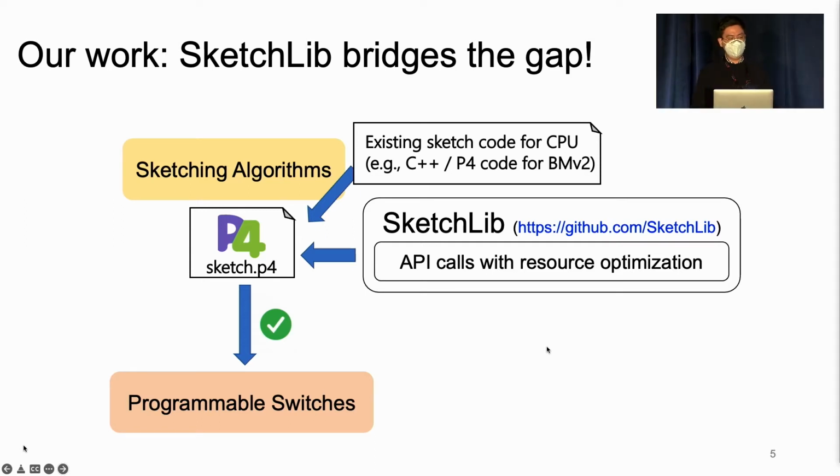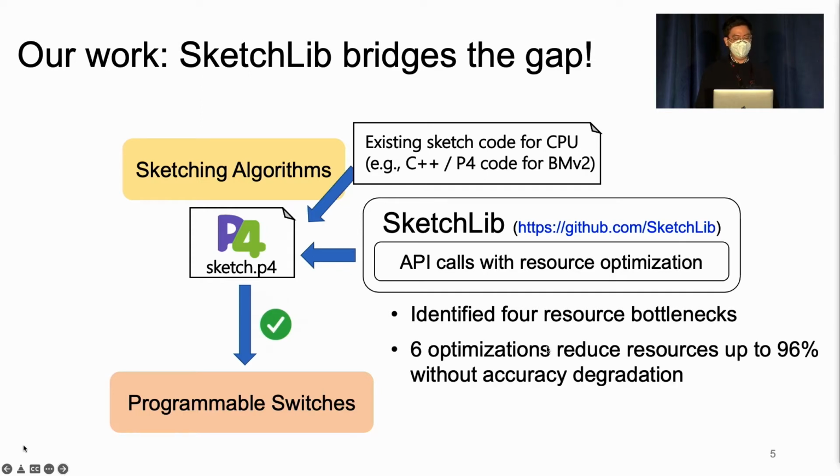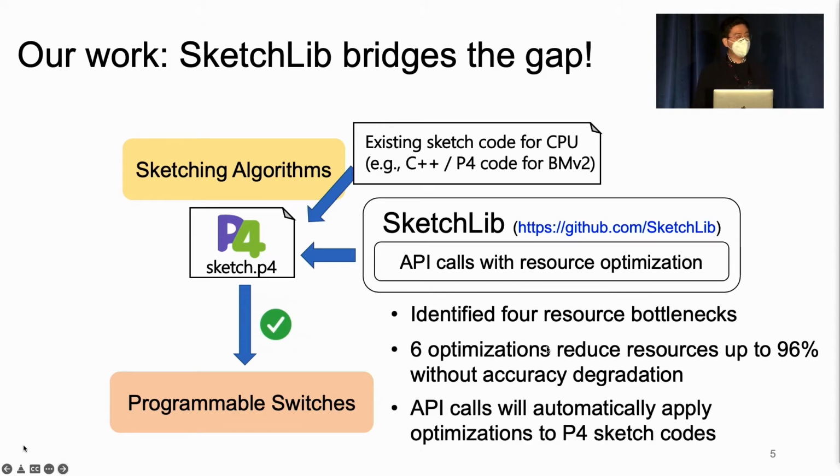Our work SketchLib bridges this gap by providing resource optimizations and APIs. So the contributions of SketchLib are as follows. First, we identified 4 resource bottlenecks across the sketches. And based on this bottleneck analysis, SketchLib provides 6 optimizations that reduce resource bottlenecks by up to 96%. And this makes previously infeasible sketches become feasible without accuracy degradation. And finally, SketchLib provides an API to P4 developers, and using API calls will automatically optimize the P4 sketch code.